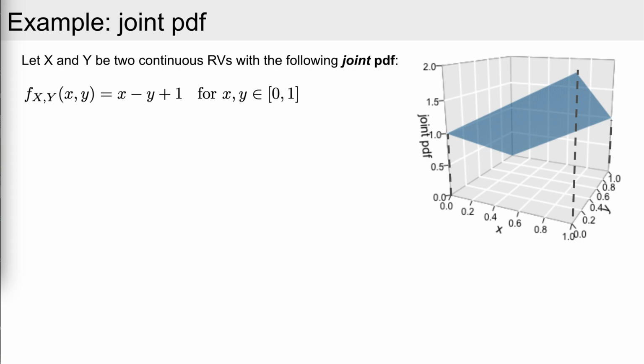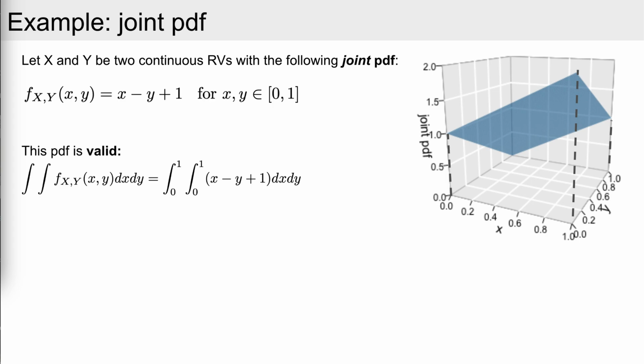Consider an example. Let two continuous random variables x and y have the following joint PDF. f of x, y equals x minus y plus 1, where x and y can both be anywhere between 0 and 1. Whereas the marginal PDF for a single variable is a 2D curve, the joint PDF is a 3D surface. In general, the higher the PDF, the more plausible the corresponding xy coordinate. In order to be a valid PDF, the volume under the surface must equal 1.